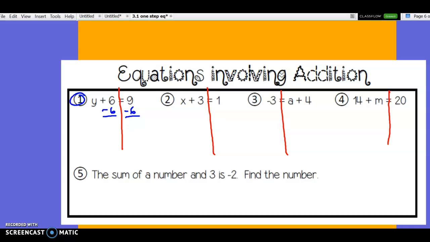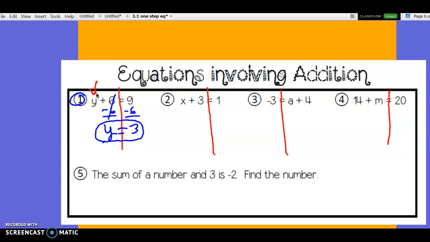Now on the left side of the line, a positive 6 and a negative 6, or 6 minus 6, which mean the same thing, cancel each other out. So you're just left with y. And then 9 minus 6 gives you 3. And you always just bring down that equal sign. So my answer is y equals 3. How would I know if that's right or not? Well, remember how we took out the variables and put in numbers?